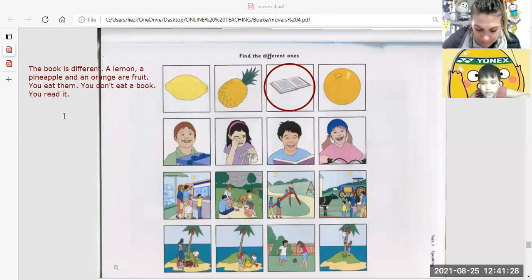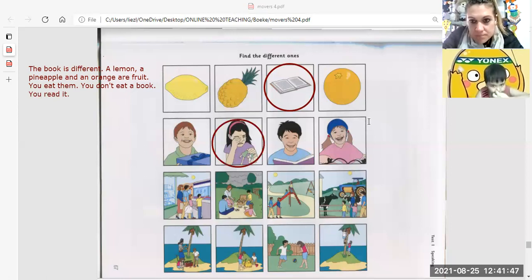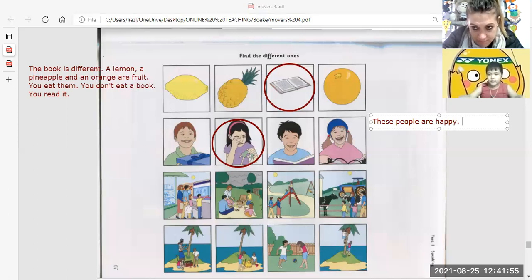The girl is sad, is the friend. Two boys are happy and the girl is happy. These people are happy.